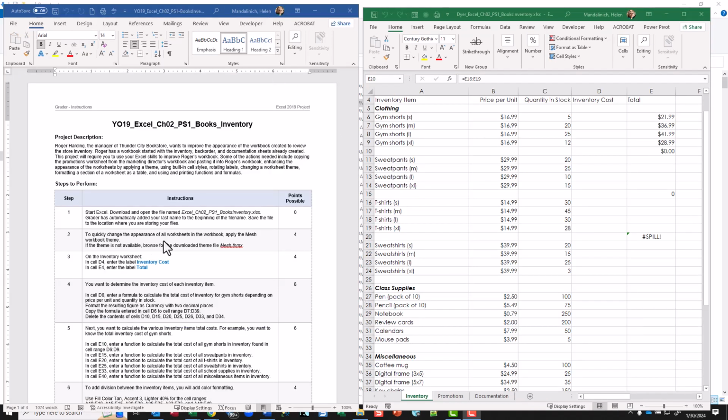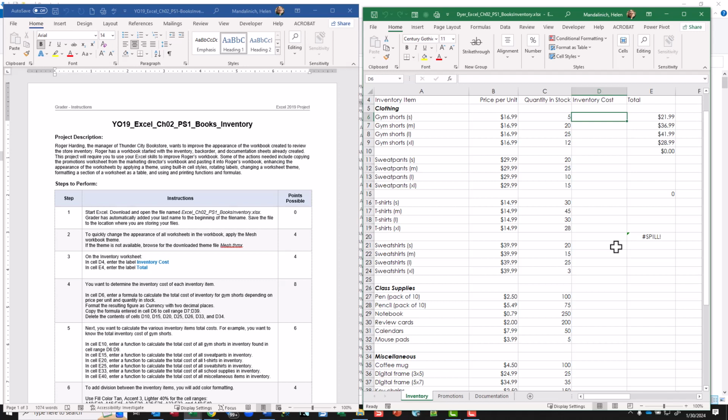Okay, so on the books inventory for step 4, it says in D6, so I have your file up. In D6, right here, enter a formula to calculate. So right away, we're not looking at a function, we're just going to do a formula here to calculate the total cost of inventory for gym shorts depending on price per unit and quantity in stock. The price per unit for one pair of shorts is $16.99. If we have 5 in stock, it would be 5 times the price, and that would give us a total amount of money tied up in these gym shorts.